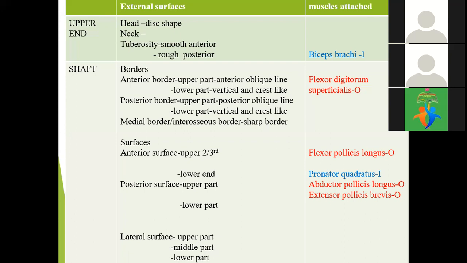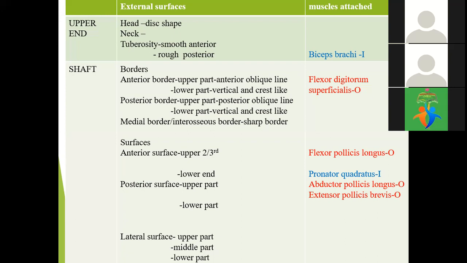Okay, so already we have seen biceps brachii has two heads, short head and long head. But the insertion is single, inserting in the radial tuberosity, the rough part. So now we are coming for the anterior border of the shaft. The upper part is the anterior oblique line, the lower part is vertical. Both parts give origin for a muscle, flexor digitorum superficialis.